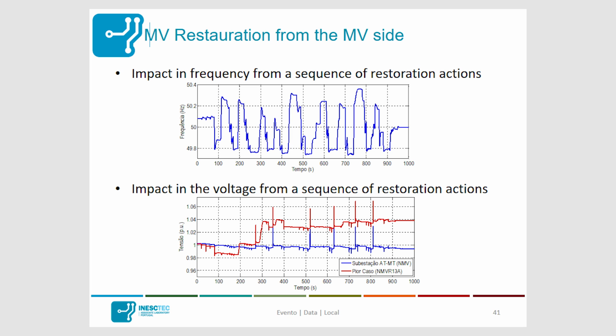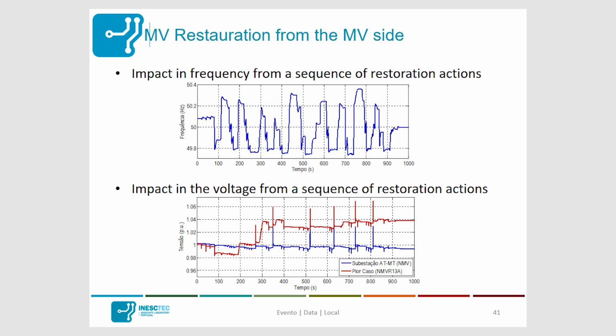And this is the global impact in terms of frequency from a sequence of restoration actions, and also the impacts in terms of voltage from a sequence of restoration actions. Obviously, there are some transients, but the frequency was kept in a narrow band of operation, that is a reasonable band of operation, obviously at the cost of the presence of a battery capable to inject power and responding fast to the sequence of load connections and PV and wind generator connections.